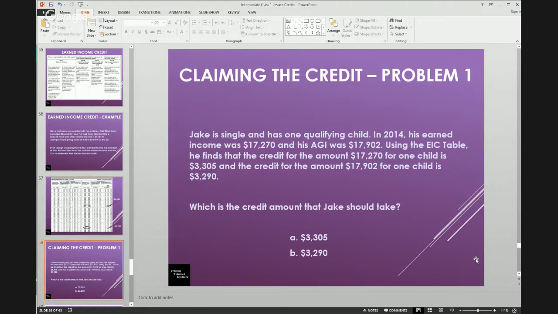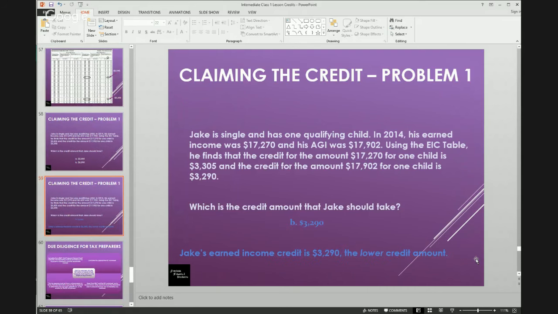Now we have Jake. Jake is single and he has one qualifying child. His earned income was $17,270. His AGI was $17,902. We're going to use the table and find that for $17,270, the credit amount would have been $3,305. For $17,902, the credit amount is $3,290. So which one is Jake going to take? Hopefully he's going to do the right thing and take the lower credit amount, which would be the $3,290.